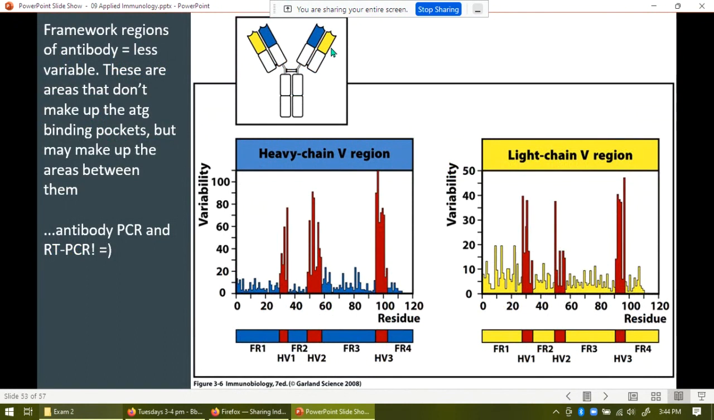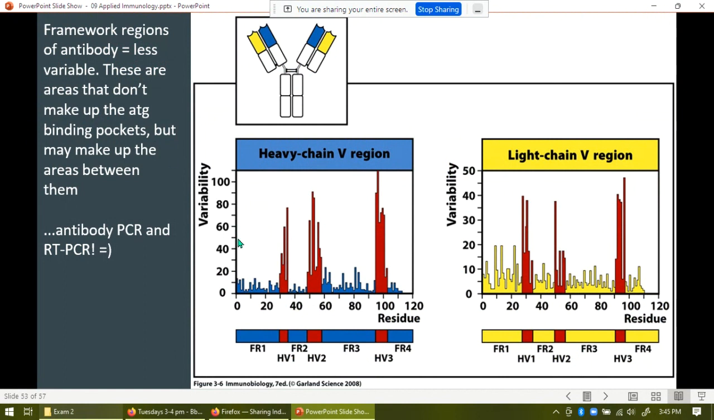So how on earth are you going to do this PCR? There are areas of the V region of the heavy and light chain that are only a little bit variable, and then there are regions that are extremely variable from antibody to antibody. You want to amplify the V region of the heavy chain and the light chain, right?